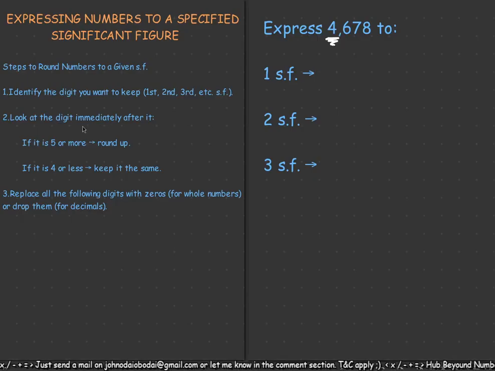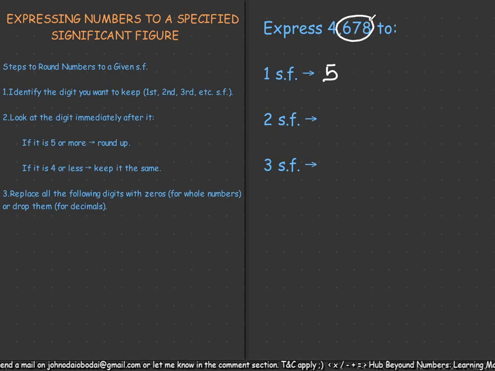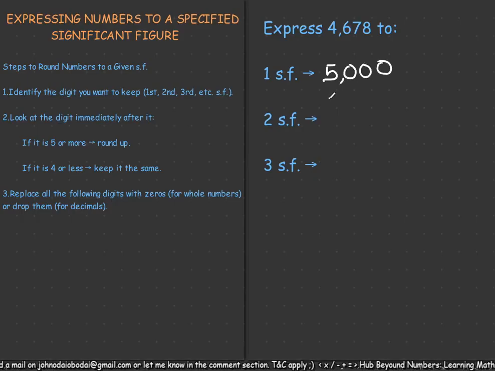So if we want one significant figure, it means we want it to end here alone. Now the rule says we should look at the digit immediately after it. If it is 5 or more, then we round up. Now this here is the digit after it, and it is obviously 5 or more. So rounding up simply means we'll have to add 1 to the 4 over here, so that in that case, it becomes a 5. So 5, then we change all of this to zeros. So 0, 0, 0. Easy.